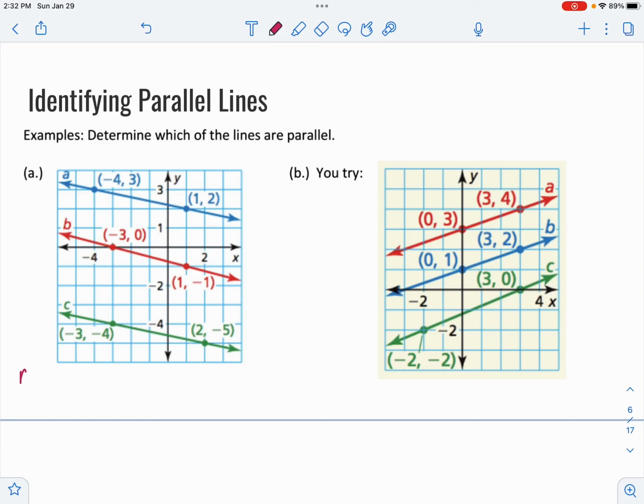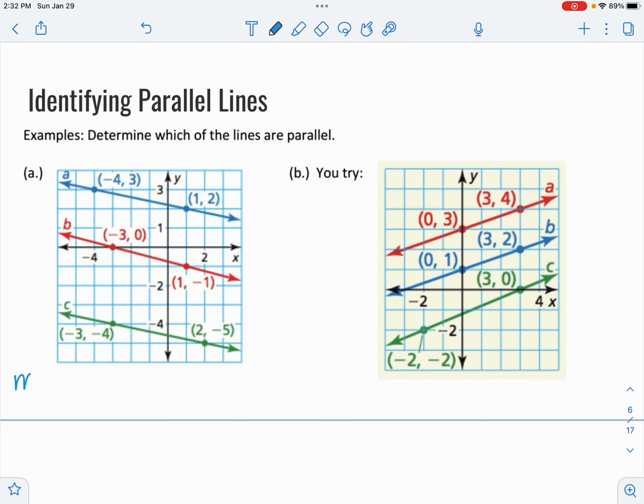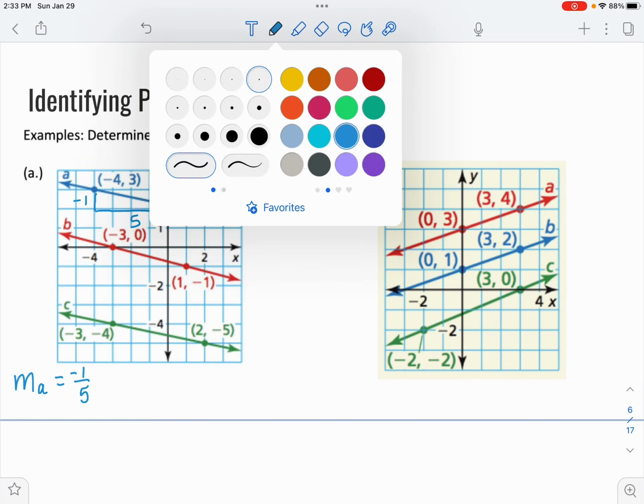Always start on the left point, and I'm going to find the slope of A. I'm going to do this in blue, because line A is in blue. I'm going to use a little subscript for A, meaning the slope of A. So we go down 1, it looks like, so I'm going to write -1 there. And to the right, 1, 2, 3, 4, 5. So my slope for the first blue line, line A, is -1/5.